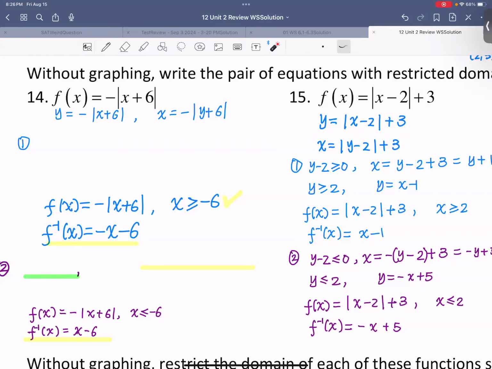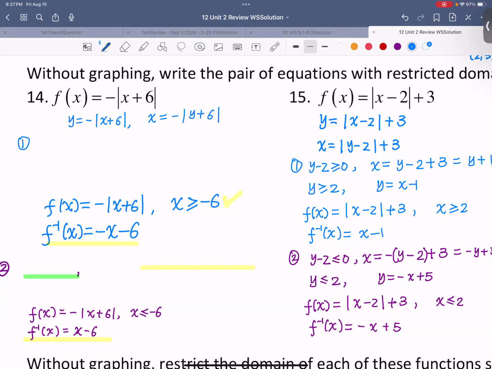Julia, let's do this one. We write the f(x) as y, okay? And then we change y to x, x to y. Go ahead, switch, please. Could you say that again? We change y to x, x to y.